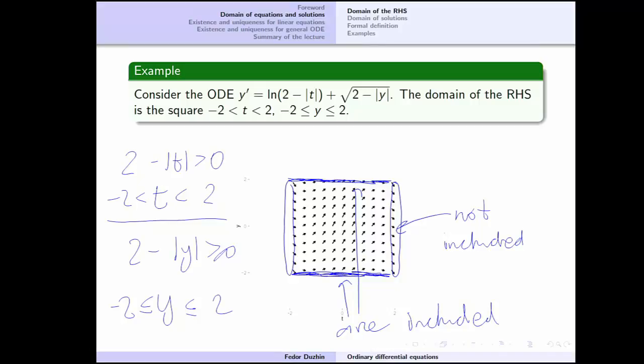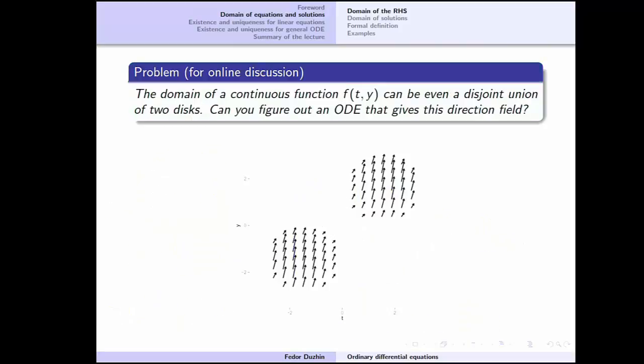Alright, let me continue with the next example. So that's a question for you. Please invent a continuous function so that its domain is a disjoint union of two disks. So that's a nice little challenge for you.